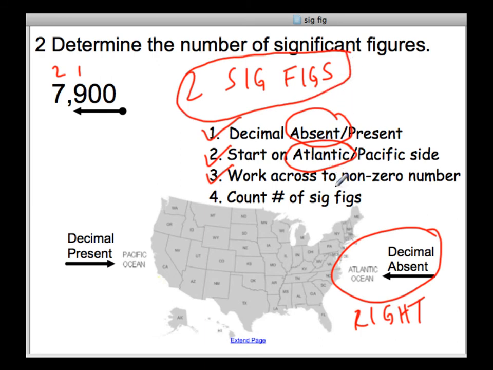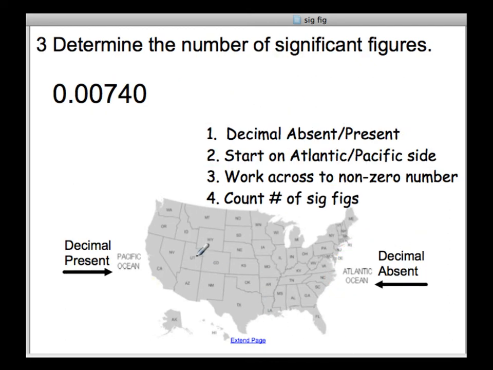Let's take a look at one more example and let you guys try some on your own. So in this example, I have 0.00740. My first job, determine if my decimal is absent or present. Well, I see a decimal right there. My decimal is present. Rule number 1, done.